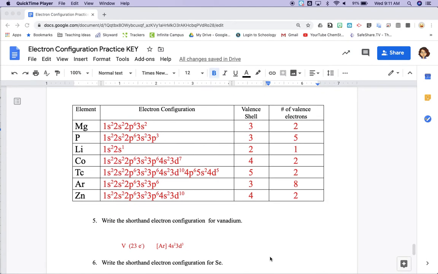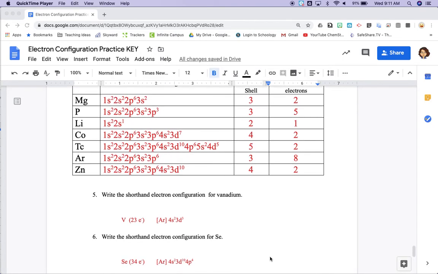Do the same thing for selenium. Selenium is also 1 row below argon in the periodic table, so argon is the reference point for that one as well. In this case, we have 4s2, 3d10, and 4p4 to get ourselves to 34 electrons.